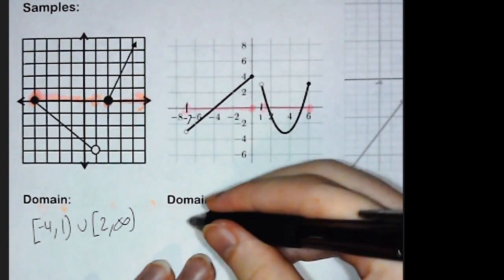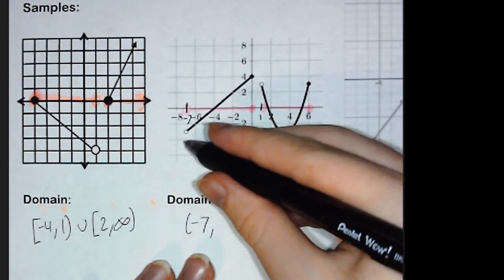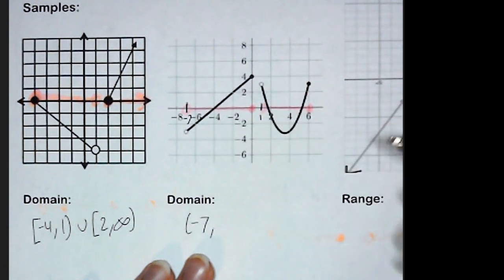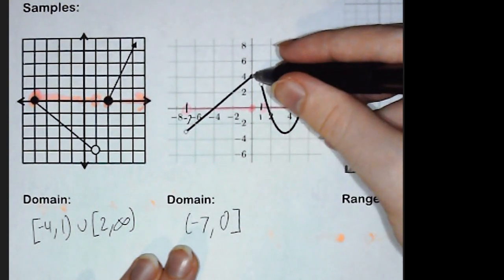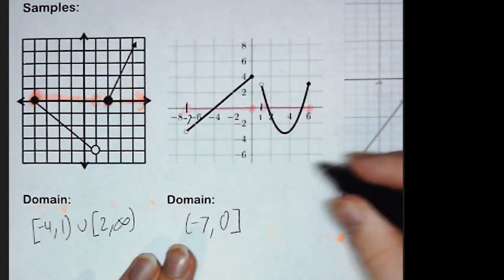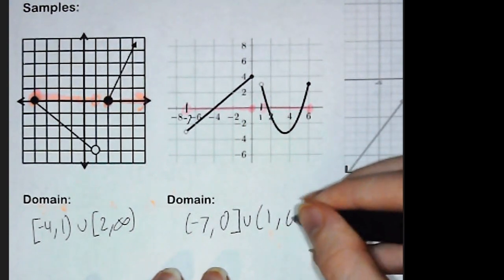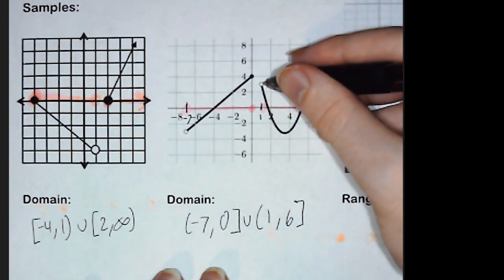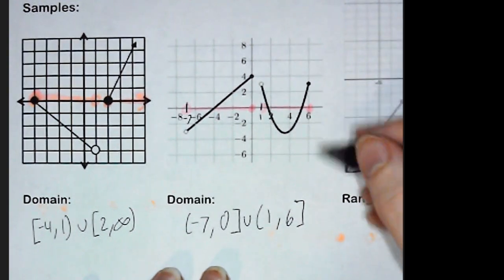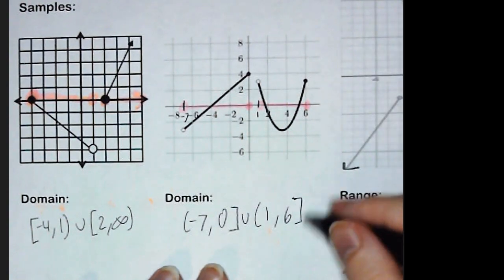So our domain is going to go from -7, not including -7 because there's an open circle at the point where x is -7, all the way to 0, and we do include that because the point where x is 0 is a closed circle. And then we union it with from 1 to 6. And there's a parenthesis on 1 because the point where x is 1 has an open circle. And the point where x is 6 is a closed circle, so we put a bracket on that.